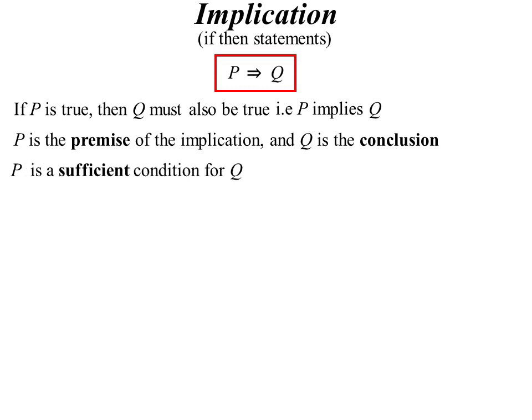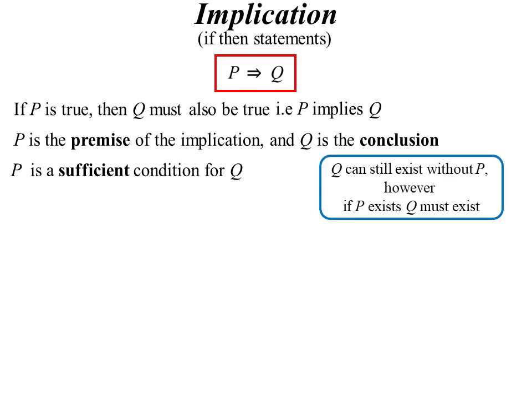P is a sufficient condition for Q. What I mean by that is, Q can still exist without P. Just because you've got Q doesn't mean you have P. However, if you do have P, then you must have Q, because P implies Q. Every time I see P, I must have Q. So therefore, having P is sufficient to conclude I've got Q. And that's why we call it a sufficient condition.